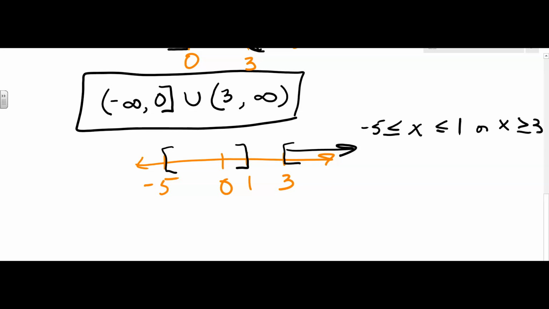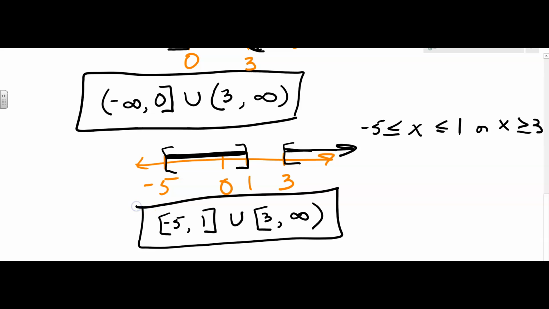It's maybe more common to write it with interval notation. I forgot to say we're including all these numbers, so I've got to draw the graph there. We're including all the numbers between negative 5 and 1, and then all the numbers from 3 to infinity. So it would be bracket, negative 5 to 1, bracket, union, bracket, 3 to infinity. Of course there are lots of other examples, but I think that's enough to get us started with interval notation.